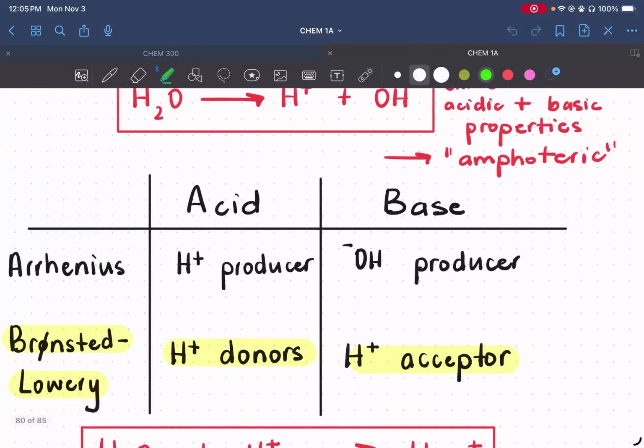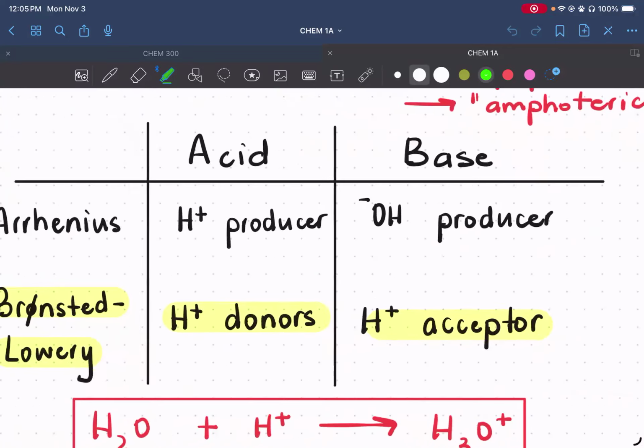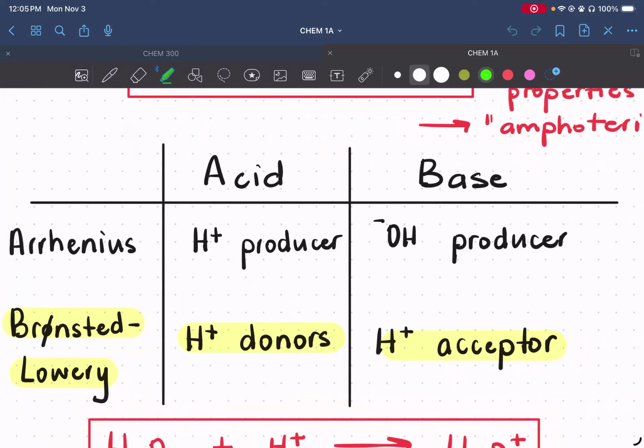Now, based on this idea, this equation that water splits up, various definitions of acids and bases have been proposed throughout history. The first, made by a man named Arrhenius, defined acids as proton producers and bases as OH producers. However, as our vocabulary grew, as new chemicals were discovered, as new utilitarian forms of acids and bases were discovered, definitions had to evolve as well.